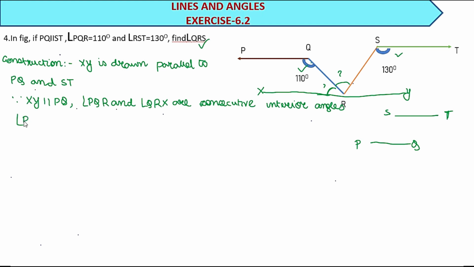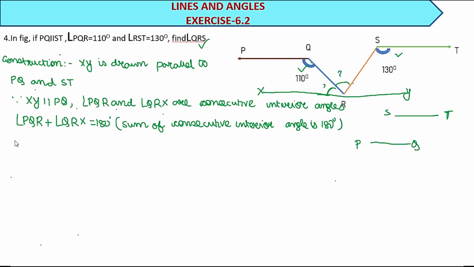So angle PQR plus angle QRX, we know that the sum of the consecutive interior angles is 180 degrees. So PQR value is already given to us, that is 110 degrees, plus angle QRX equals 180 degrees. So the value of angle QRX comes out to be 70 degrees.